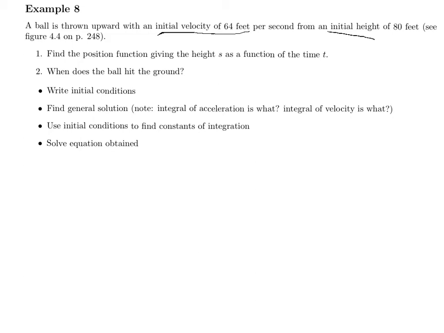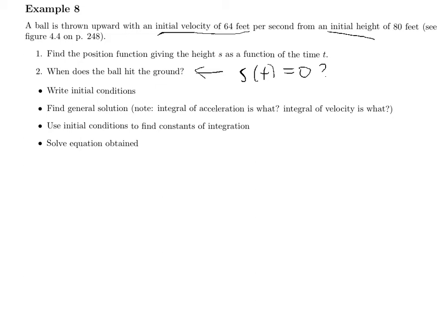So the first thing we want to do is find the height as a function of time, and then we want to find when the ball hits the ground. What does that mean in terms of speed, position, when the ball hits the ground? Position is 0. That's it, when position s of t equals 0, and it's not at t equals 0, it's at some time later.